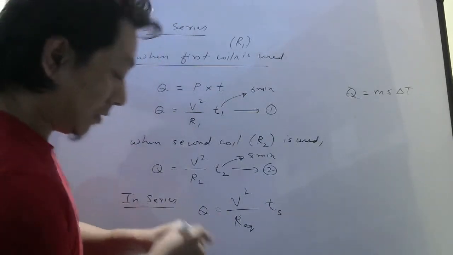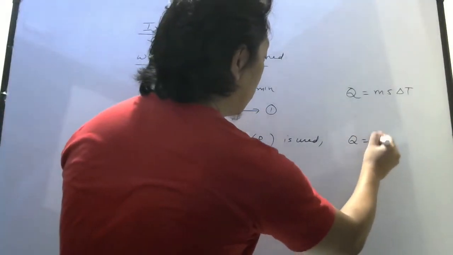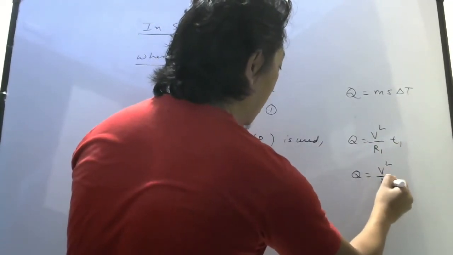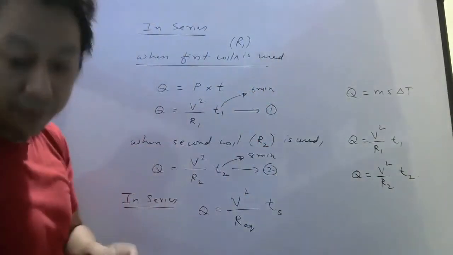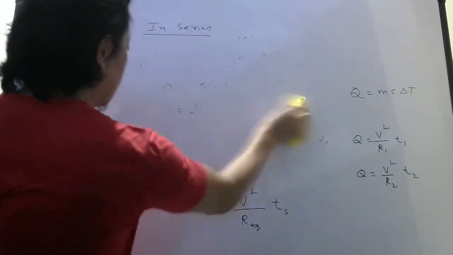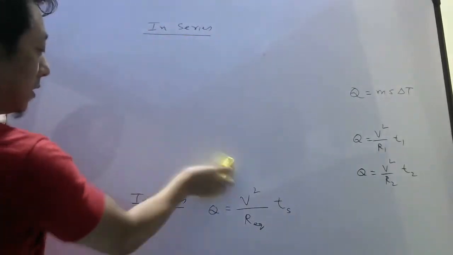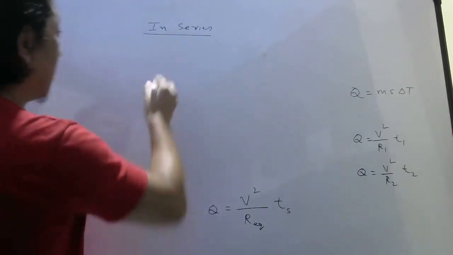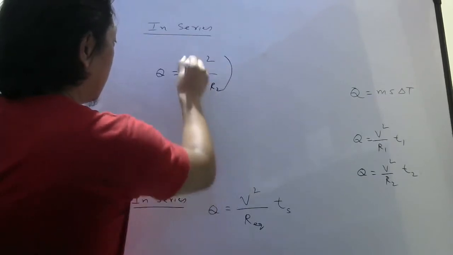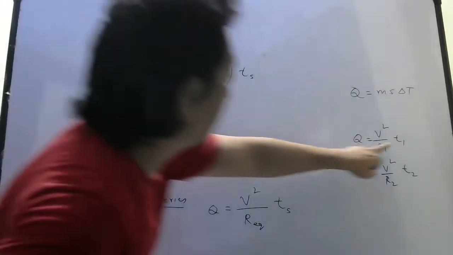Now you know this R equivalent in series is what? Let me write this formula here. Later we have to use Q equal to V square by R1 T1. Also Q equal to V square by R2 T2. Okay. So now when we are using the two coils in series, this much is the equivalent resistance, right? So I can write Q equal to V square by R1 plus R2 into Ts. So now how to find a relation between this Ts and this T1, T2.